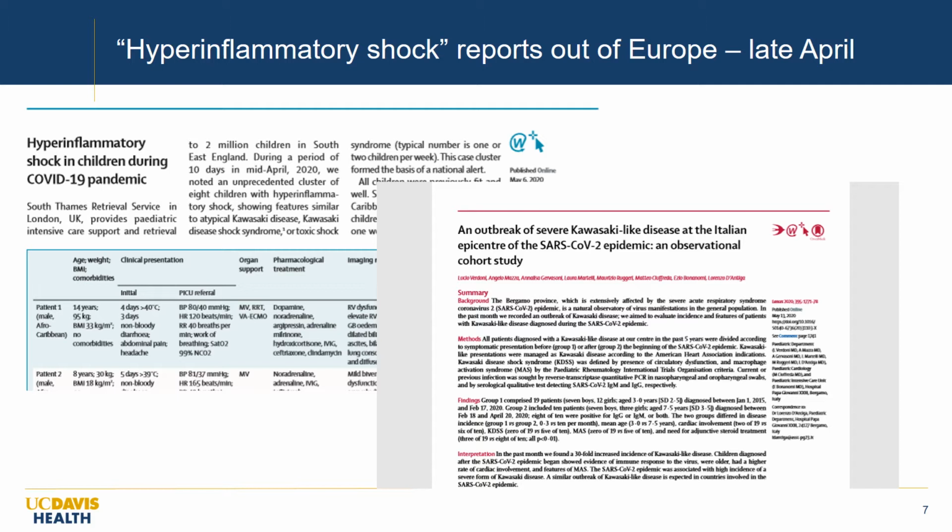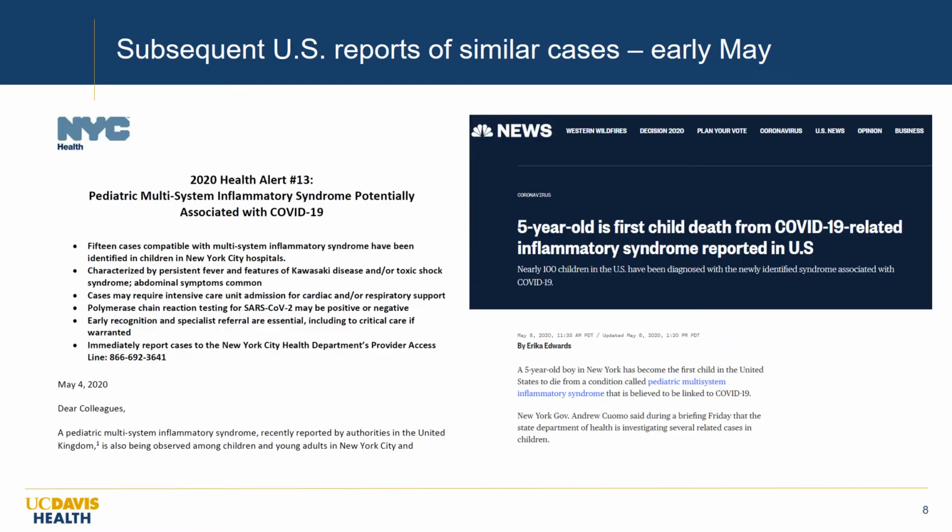And these occurred in regions that were heavily impacted by SARS-CoV-2, which suggested to pediatricians in Europe and then subsequently in the US that there was some sort of relationship between SARS-CoV-2 infection in the population and this inflammatory syndrome that they were subsequently seeing.